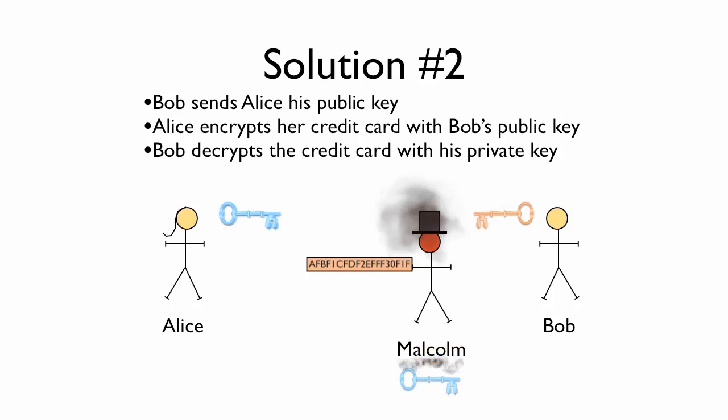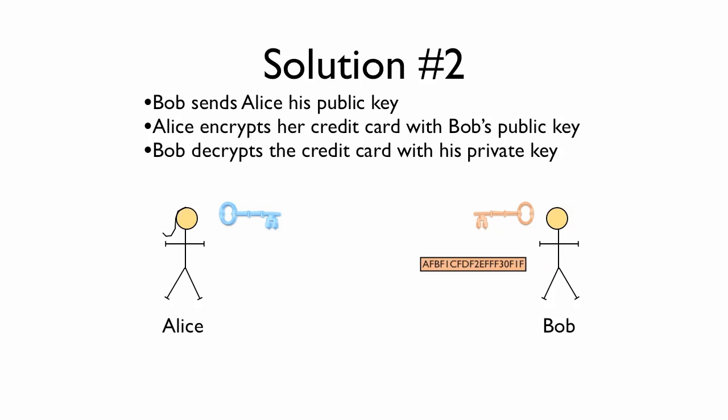and Malcolm appears, and Malcolm only has a copy of Bob's public key. So if he tries to decrypt that value using the public key, it's going to fail. Malcolm is confused and thwarted, and so he leaves. Meanwhile, the encrypted value from Alice goes to Bob, who can turn around with his private key and decrypt it, turning it back into the credit card information that we keep secured.